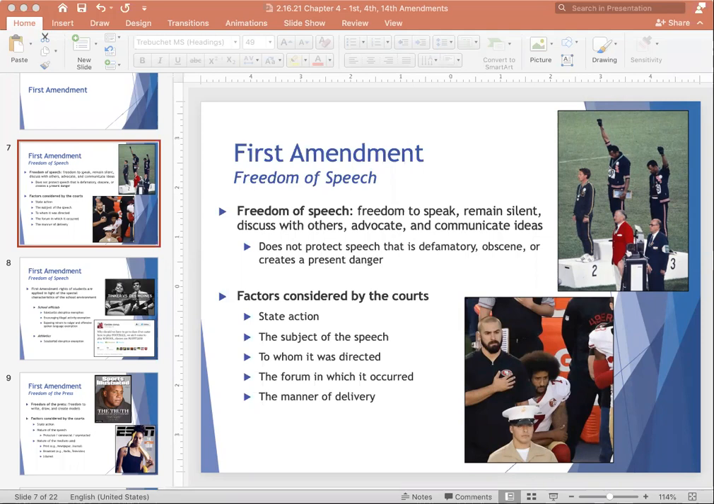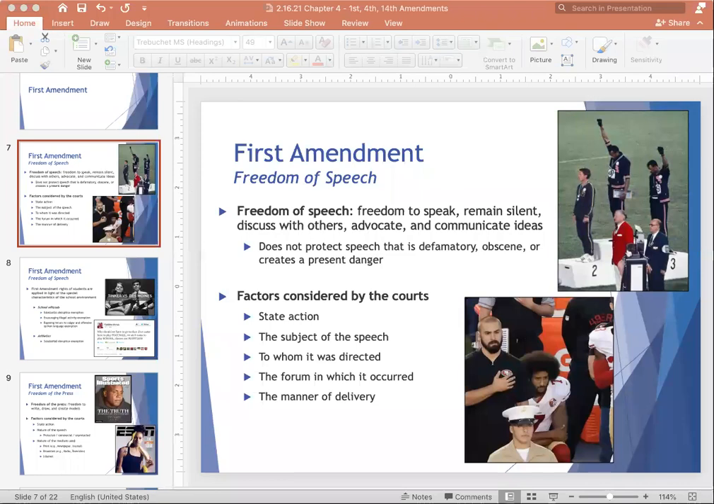So those are some powerful examples we've seen in sport, where athletes are using their freedom of speech to speak, remain silent, discuss with others, advocate, and communicate ideas to further our country. Speech may be verbal or expressive, so the examples were expressive, but speech can also be verbal. However, not all speech is protected under the First Amendment.